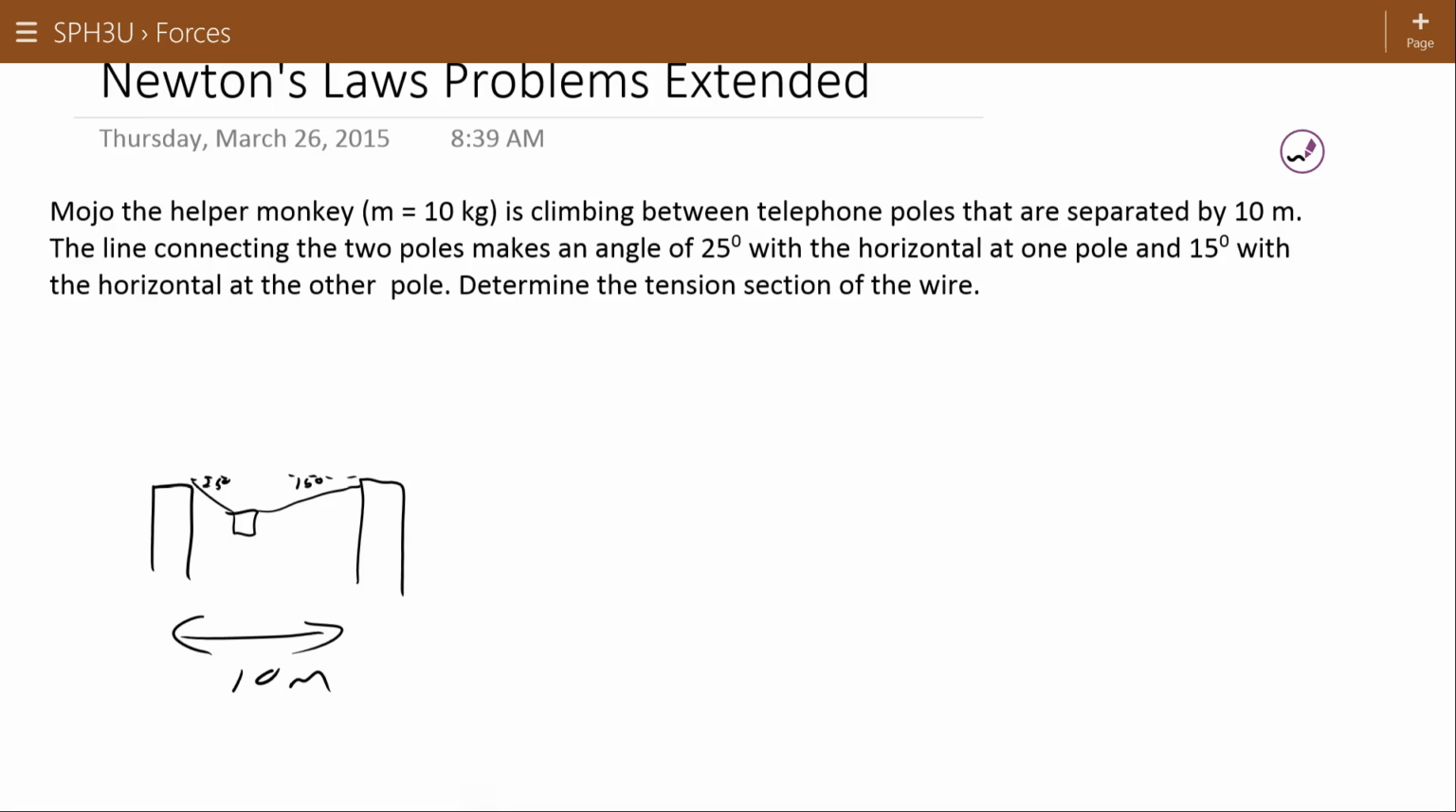Determine the tension in each section of the wire.